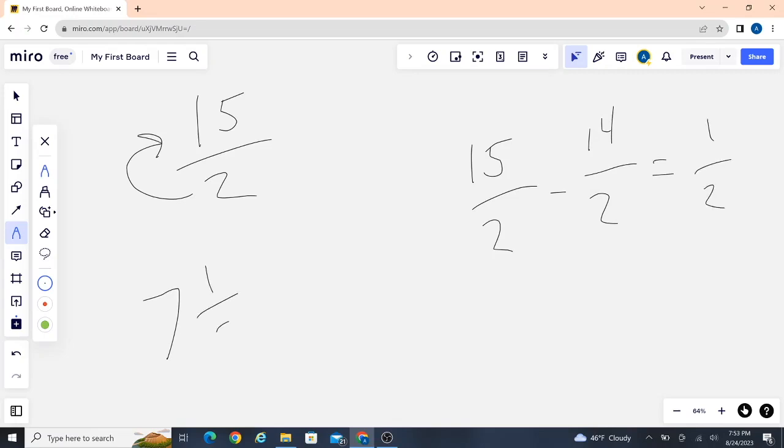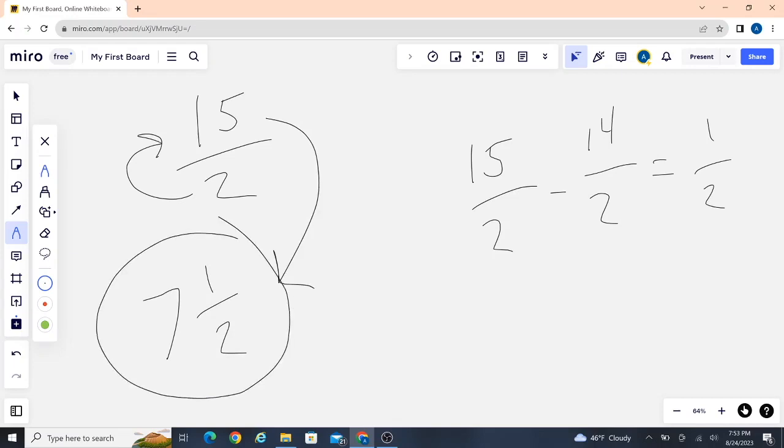So that's going to be 7 and 1 half. 15 halves is equivalent to the mixed number of 7 and 1 half. And that, my friends, is how we convert improper fractions into mixed numbers.